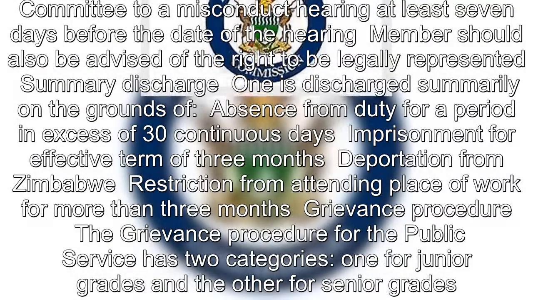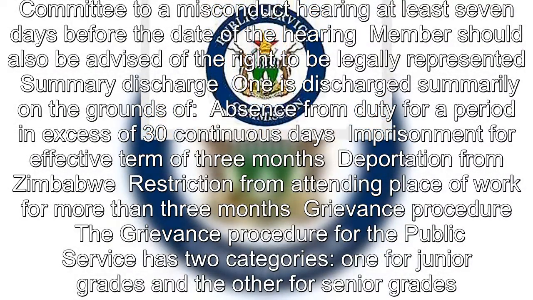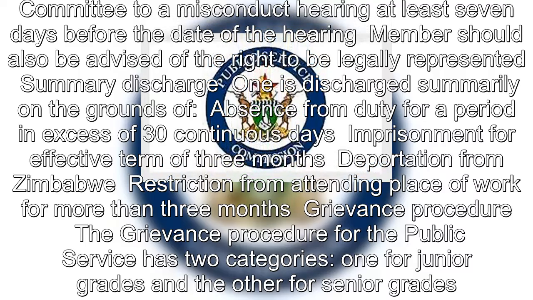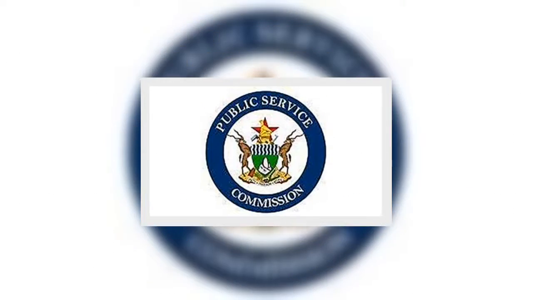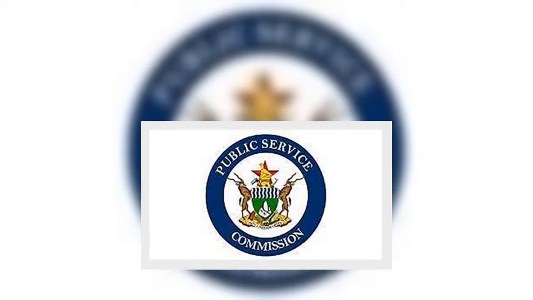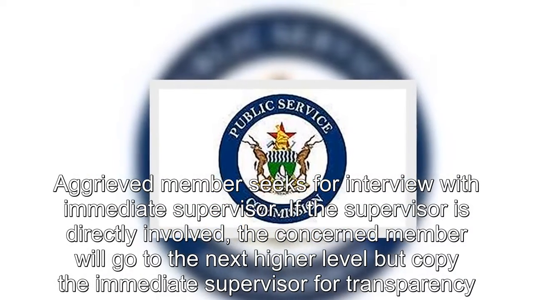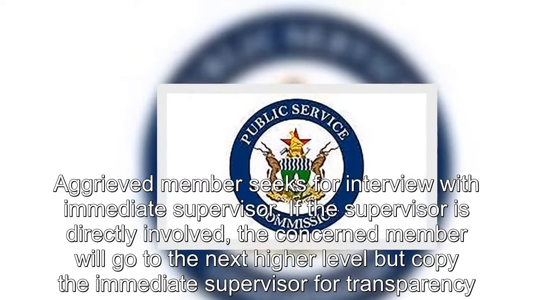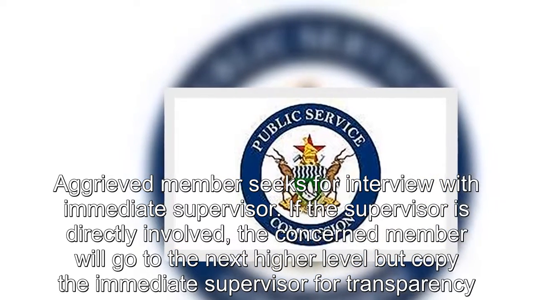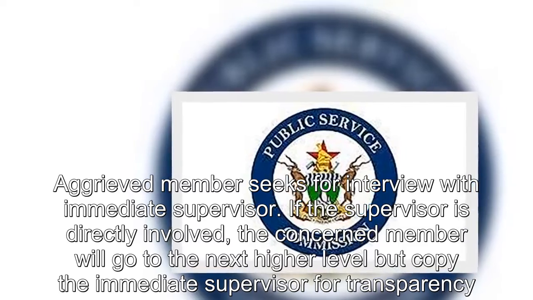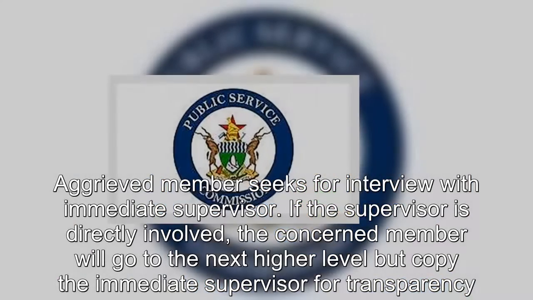Grievance procedure. The grievance procedure for the public service has two categories, one for junior grades and the other for senior grades. An aggrieved member seeks an interview with the immediate supervisor. If the supervisor is directly involved, the concerned member will go to the next higher level, but copy the immediate supervisor for transparency.